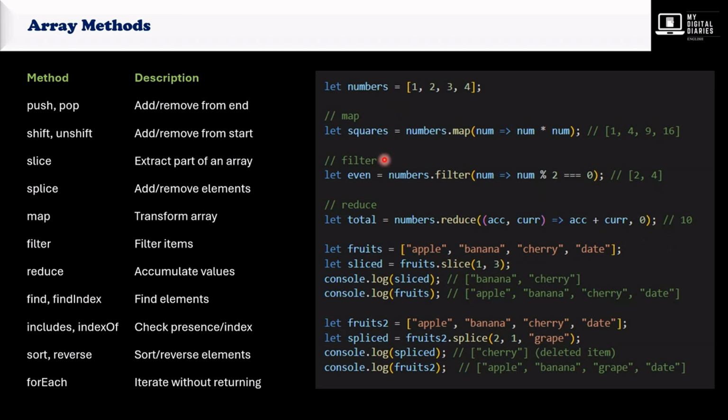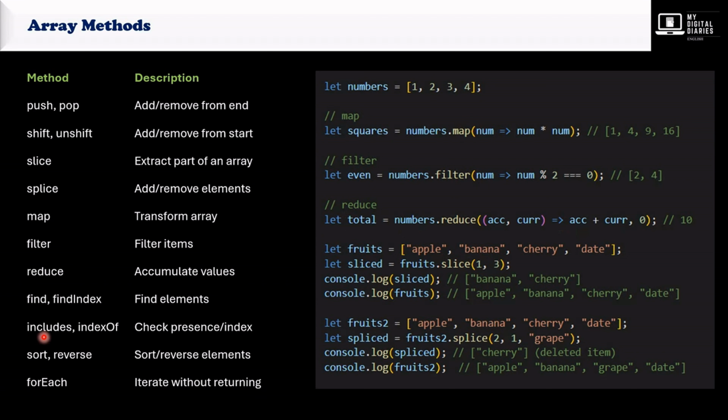And then in the next iteration, the current value will come as 2. So accumulated value 1 plus current value 2 is 3. Then the accumulated value becomes 3, and the current value becomes 3, so 3 plus 3 is 6. Then accumulated 6 plus current value 4 is 10. So this will result in 10. So this is how reduce works.